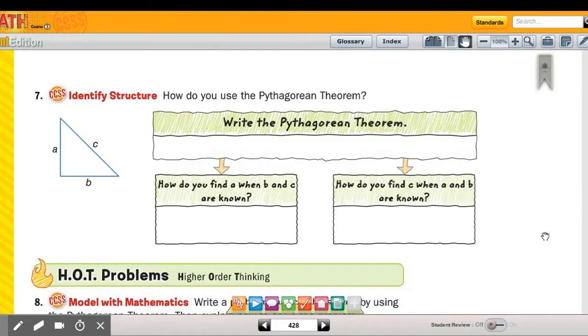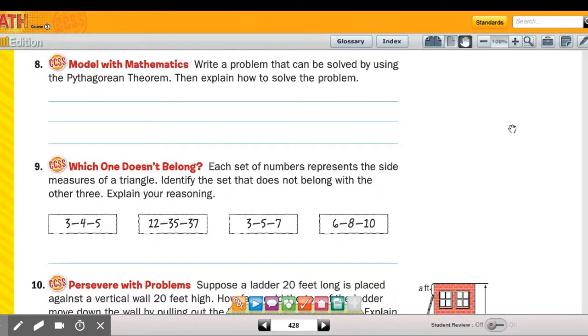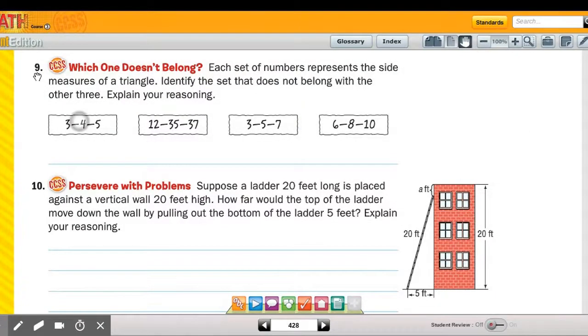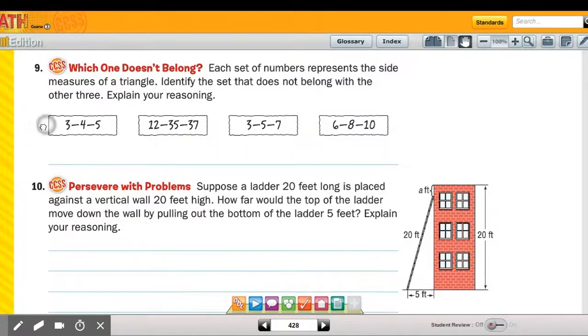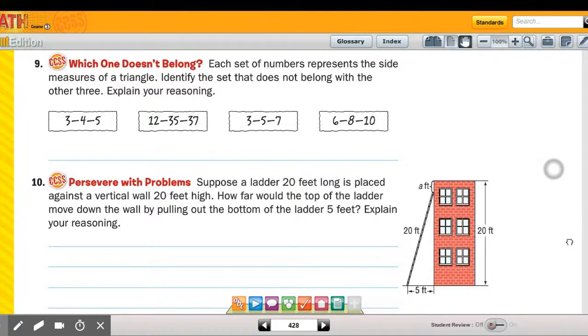You don't need to do this one, how to use it. We know what we're doing there. You don't need to do 8. Number 9, you could do this, just which one doesn't belong. Like I can see, we know this one's a Pythagorean triple, so you should try to figure out if the others are Pythagorean triples or not.